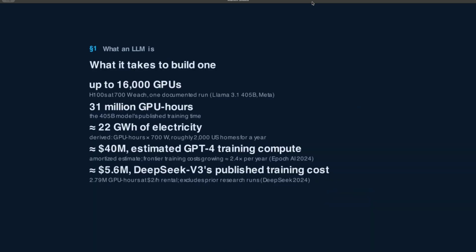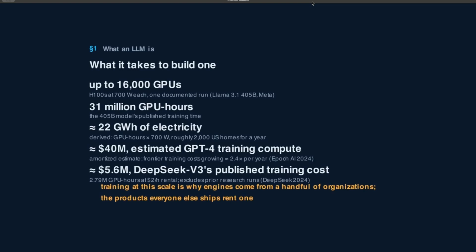Well, why is it just major research labs that develop these models? Why can't WMC build our own internal LLM? Frankly, because it's way too expensive. For example, Meta published that to train their Llama 3.1 model, which is a 405 billion parameter model, they used around 16,000 GPUs. GPU is short for graphical processing unit. On those GPUs, they spent 31 million GPU hours, and in doing so, used 22 gigawatts of electricity. And for reference, that's enough electricity to power around 2,000 US homes for a year.